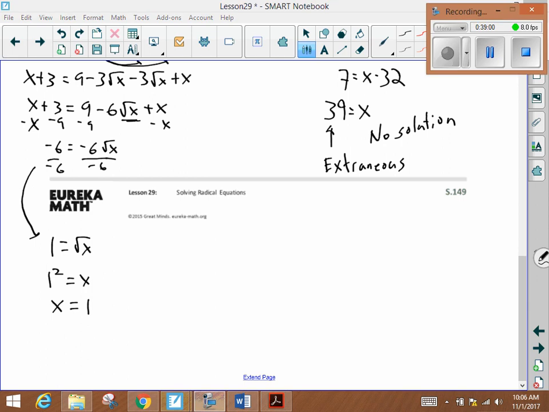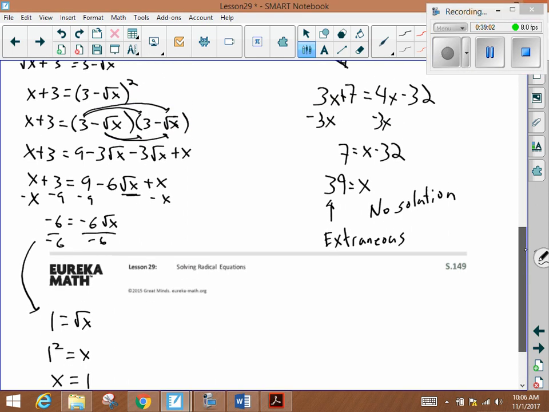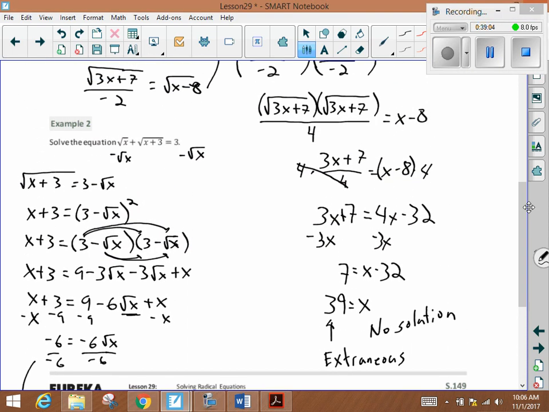Okay, so now I need to go ahead and plug that back in and see if I get a true statement. So let's do it over here. So is it true that the square root of 1 plus the square root of 1 plus 3 is equal to 3? Well, that would be 1 plus the square root of 4, which is 1 plus 2. Yay, that's a real solution.